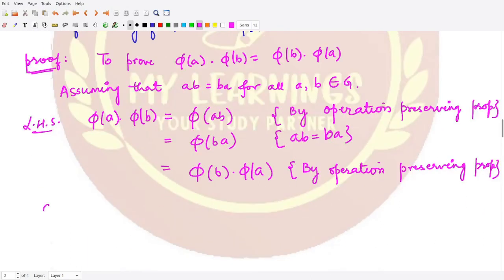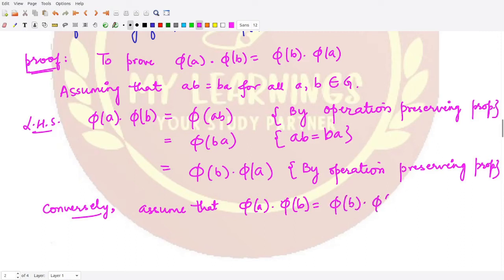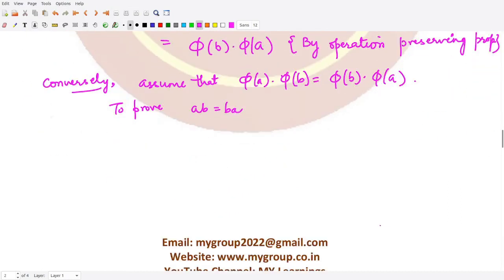Conversely, we wanted to prove that, assume that phi of A into phi of B is equal to phi of B into phi of A. So that means both phi of A and phi of B commute with each other. To prove AB is equal to BA, we wanted to prove that A and B also commute with each other.